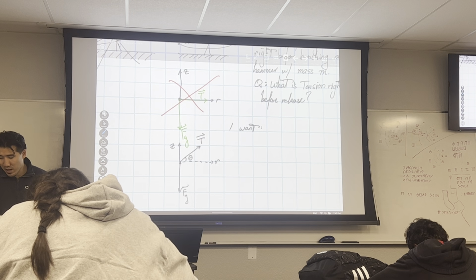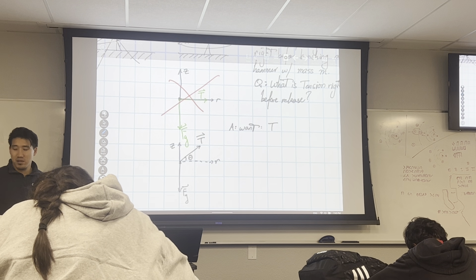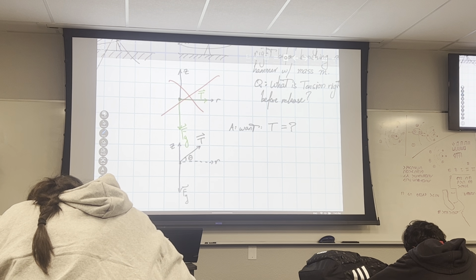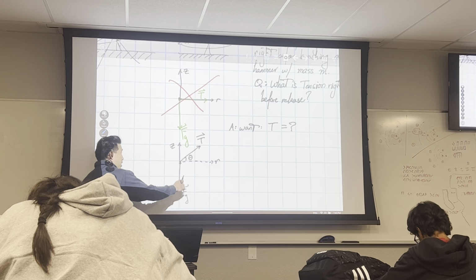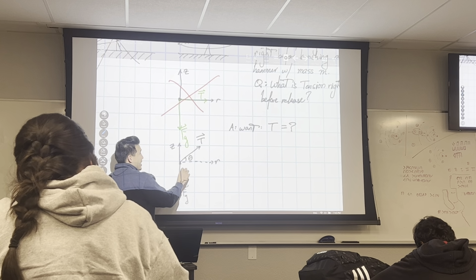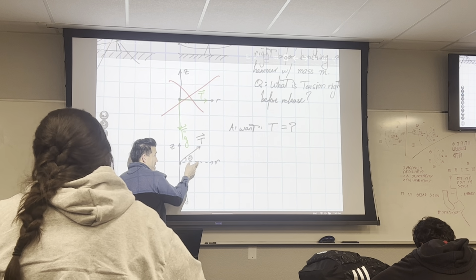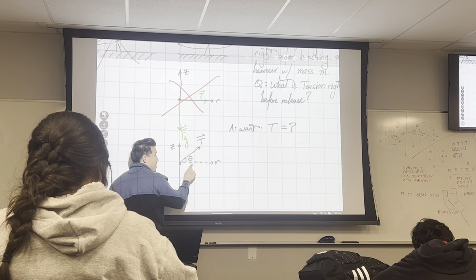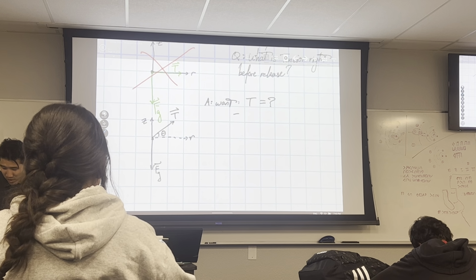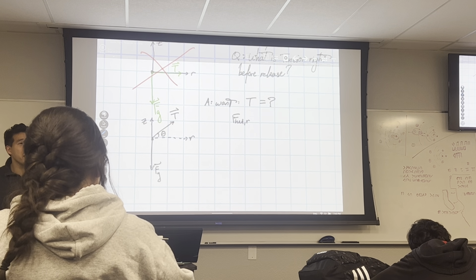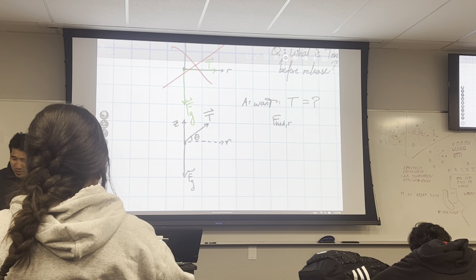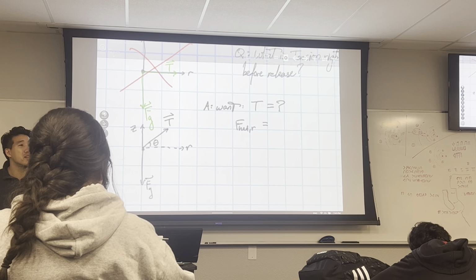Now the question was asking for tension. Tension is equal to what? So if you look at our free body diagram, tension is going off at an angle. But you can see that tension is the only force that's acting in the radial direction. So we want to do Newton's second law in the radial direction.